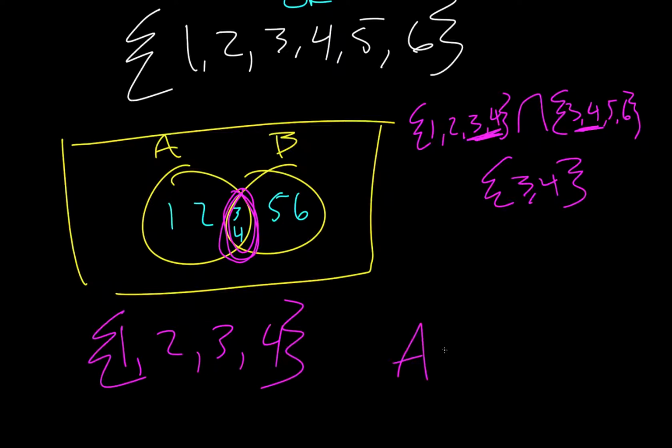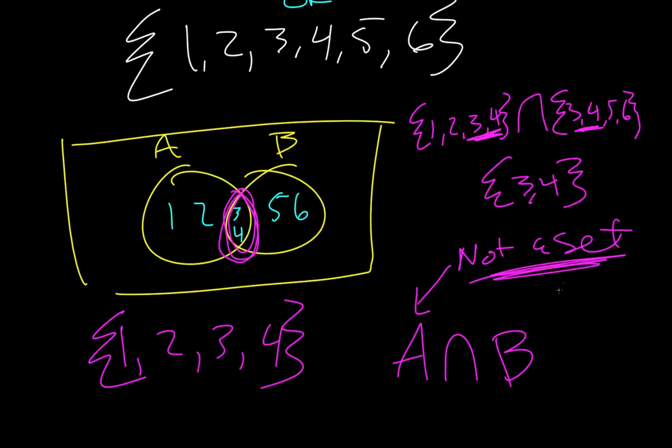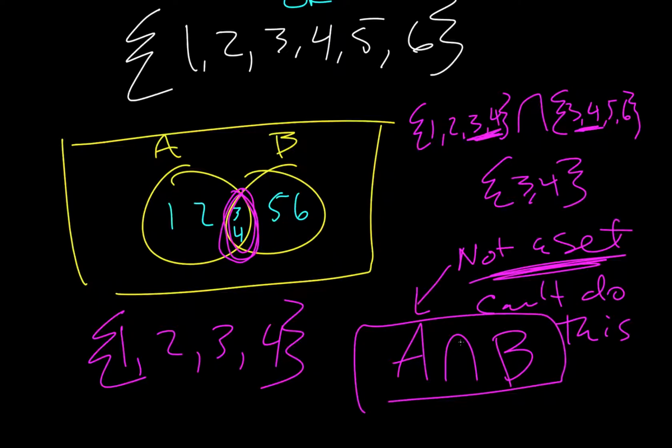Now if we try to do A intersect B, if A is not a set, then you can't do this. But if A and B are both sets, then you can do this, okay? So remember that intersection and union can only be applied to sets. So if you try to apply it to something that's not a set, it doesn't really make sense, okay?